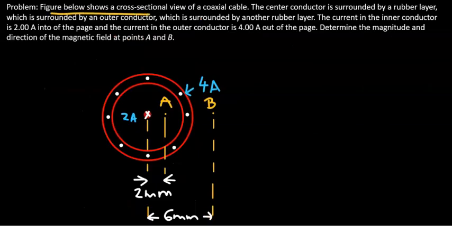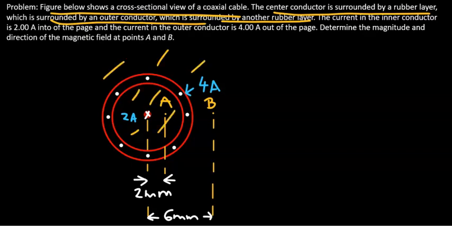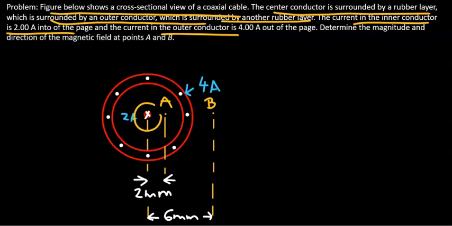Problem 2. The figure below shows a cross-sectional view of a coaxial cable. The center conductor is surrounded by a rubber layer, which is surrounded by an outer conductor, which in turn is surrounded by another rubber layer. So the rubber layers are somewhere there and outside. The current in the inner conductor is 2 ampere into the page. That's that one. And the current in the outer conductor is 4 ampere out of the page, as indicated by these dots. Determine the magnitude and direction of the magnetic field at points A and B.